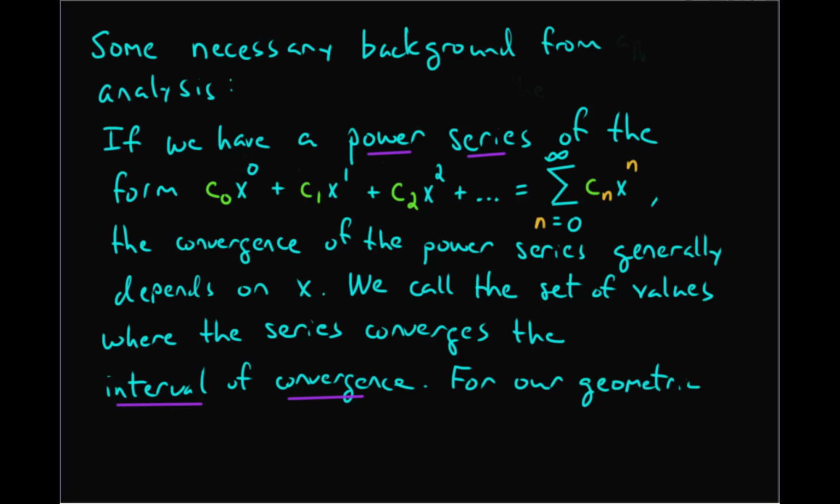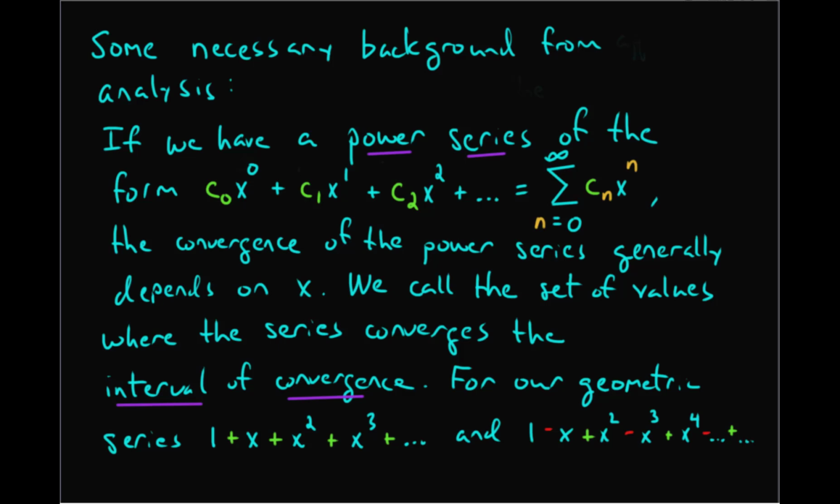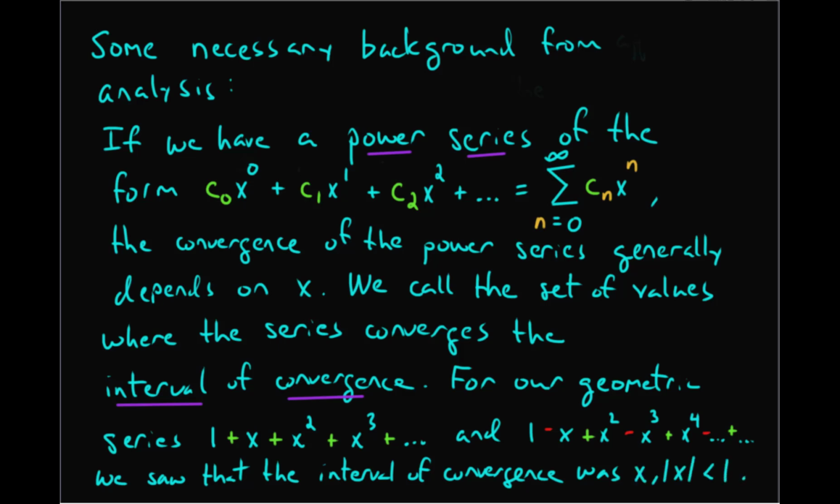And in fact, we have already seen for our geometric series 1 plus x plus x squared plus x cubed plus dot dot dot, and the alternating version of that series, 1 minus x plus x squared minus x cubed plus x to the 4th, and so on, that the interval of convergence for both of those series is x such that the absolute value of x is less than 1. In other words, all points x lying between the endpoints -1 and +1 exclusive.